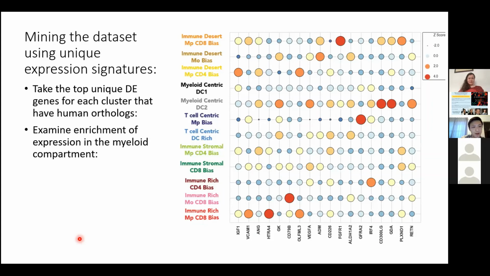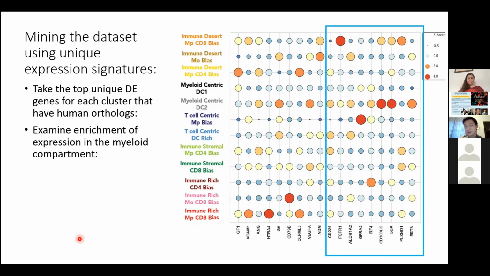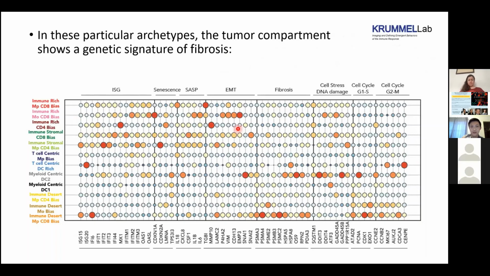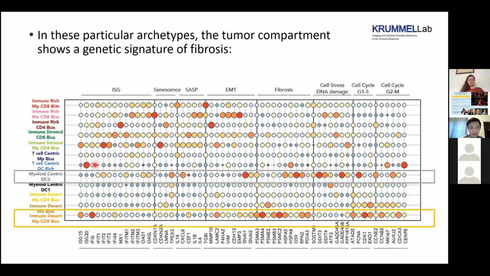And so we wanted to mine the data set. We took the top unique differentially expressed genes for that retinal population, that's this set of genes right here. You can see that they're enriched for the myeloid-centric DC2 and immune desert CD8 bias, these two archetypes. And if we also look at the tumor compartment for these two archetypes, one thing they share is this fibrosis module. And of course, there are some other modules that they also seem to share, such as the cell cycle ones. But we're very interested in this fibrosis module and potentially understanding if this represents a population conserved between mouse and human.